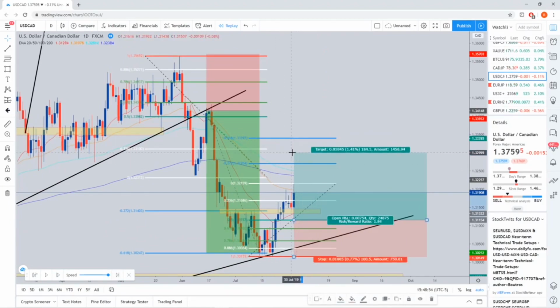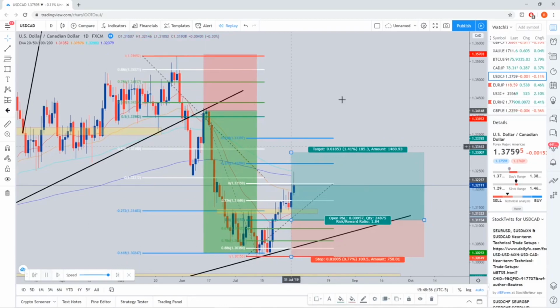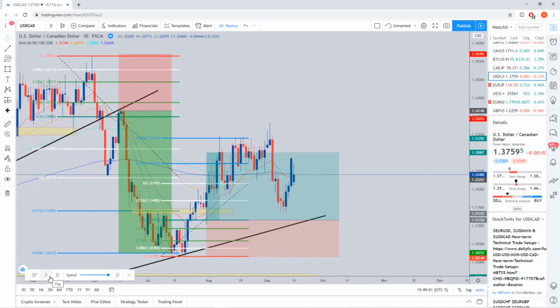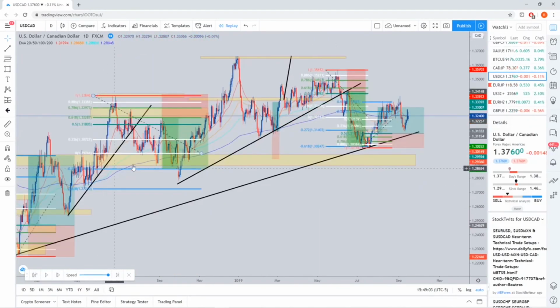Let's go for the middle. Let's let this play out. TP hit. Let's get it. It also hit the 618 as well. How many trades was this? 1, 2, 3, 4, 5 trades.